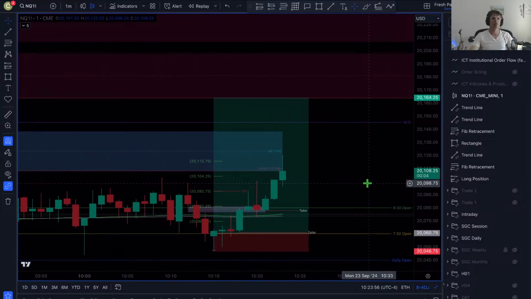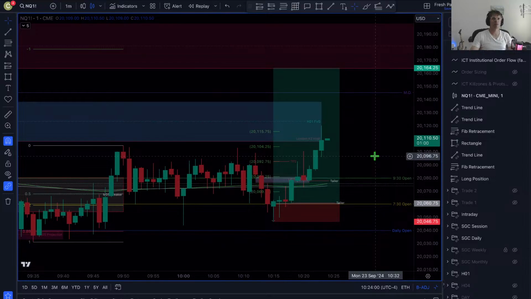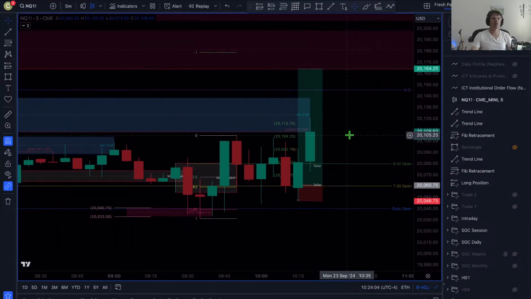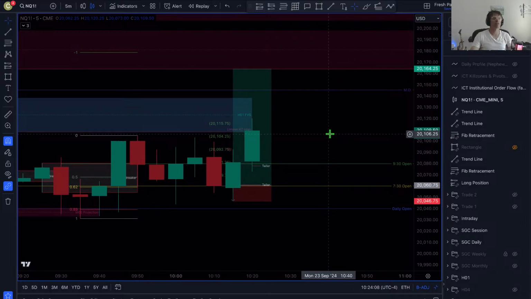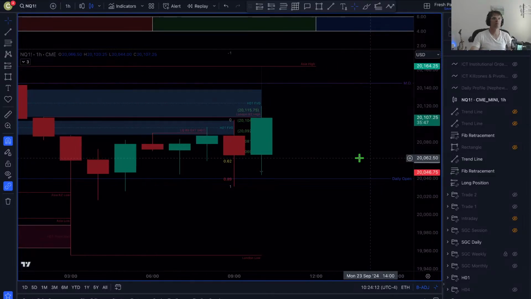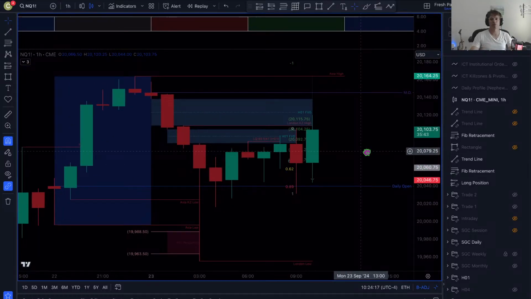But notice that we're not closing past London High on the M1. And the kill zone high, well, we did there. So we closed into the H1 fair value gap, which is good for the longs. It's just whether it's going to break through this. I could see this coming right back down for a little bit.